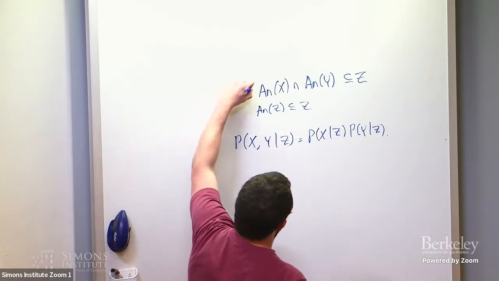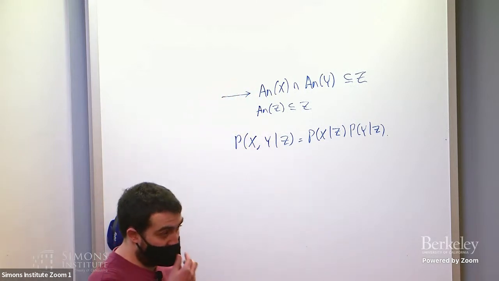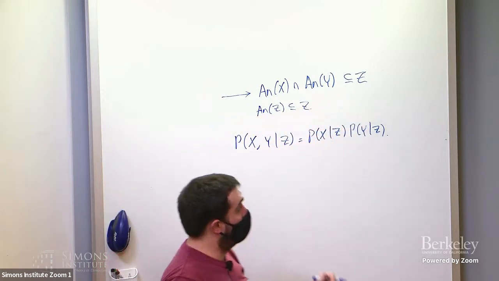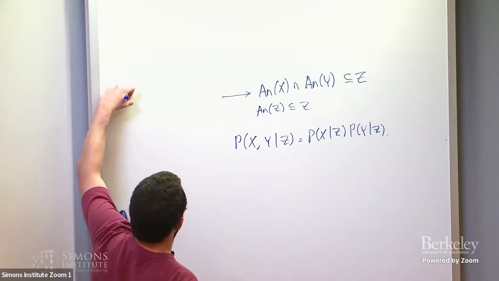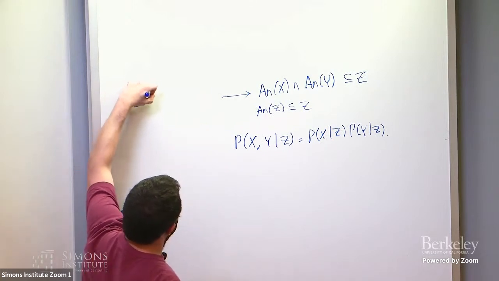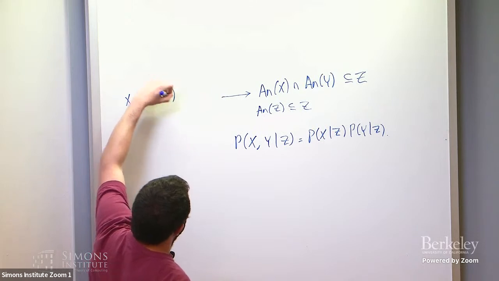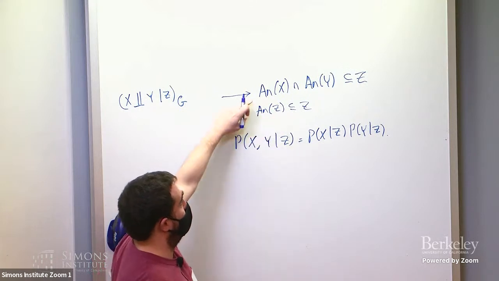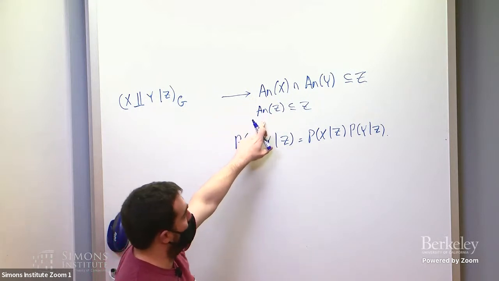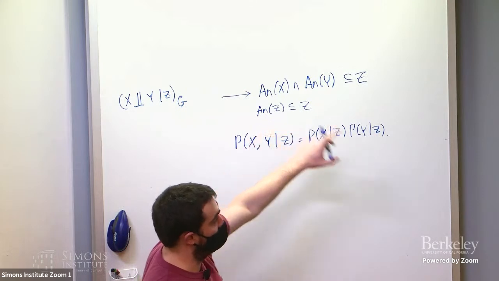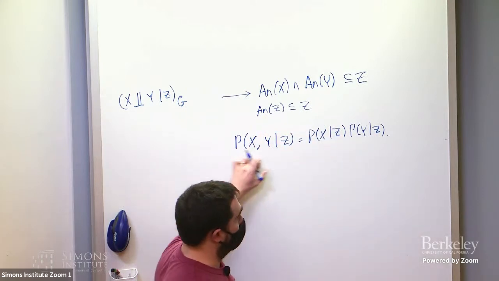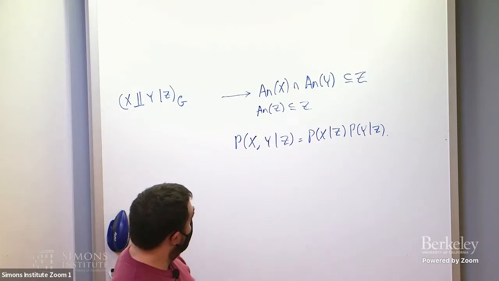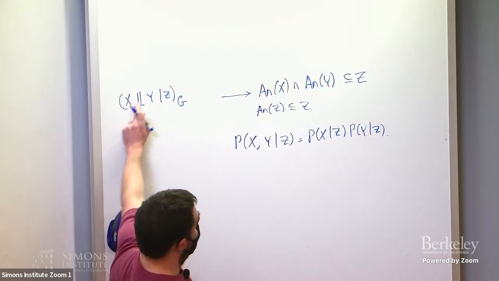Why is this the case? Why are the ancestors of X intersect ancestors of Y going to be contained in Z when X and Y are d-separated originally? This is the hypothesis we need. We're assuming this. We're going to show that that implies this. And then once we have this, along with this, that Z is upwards closed, which is directly implied here, then we'll get the conditional independence that we want. So why does this original d-separation imply this fact?